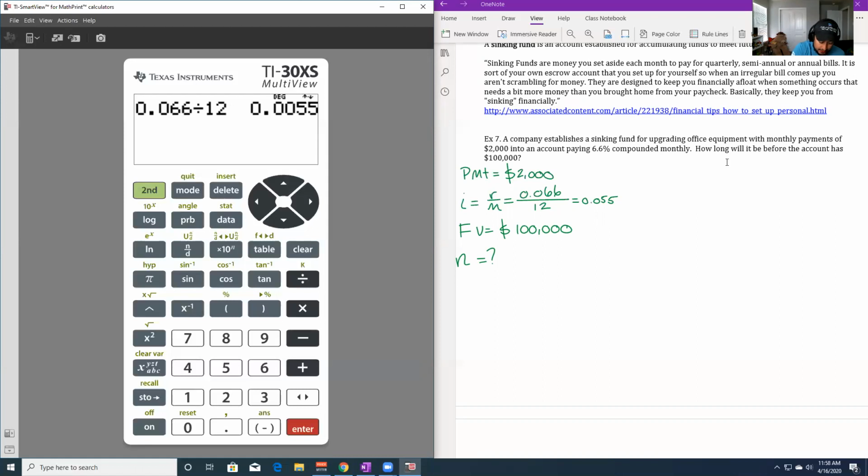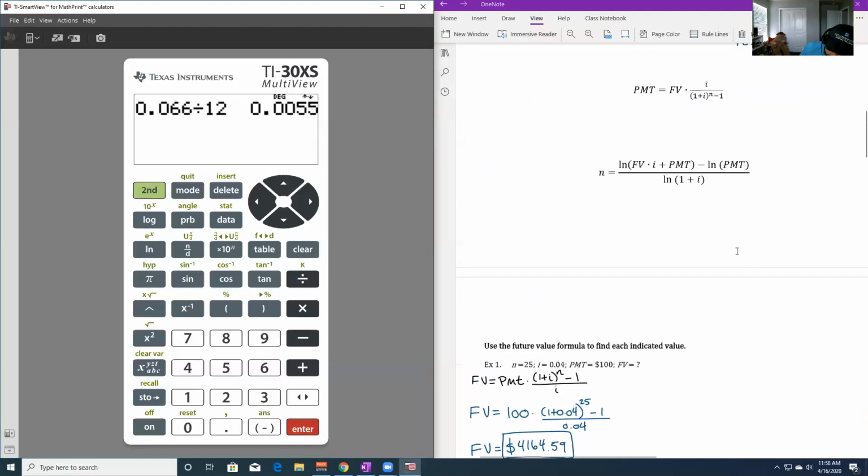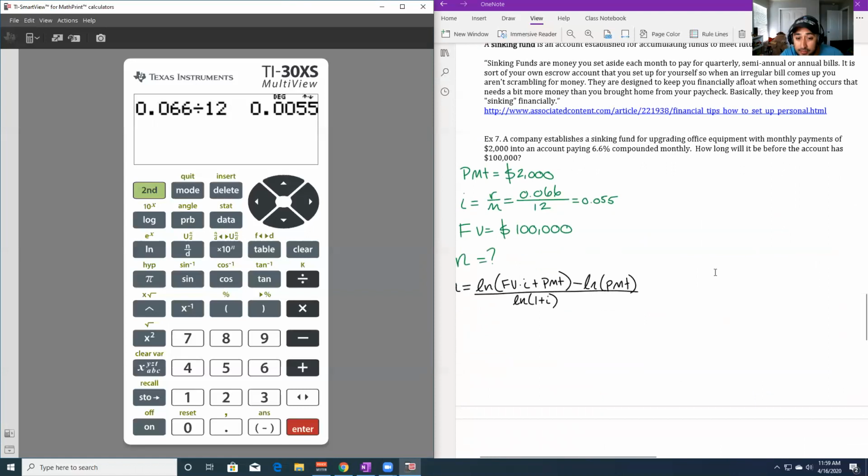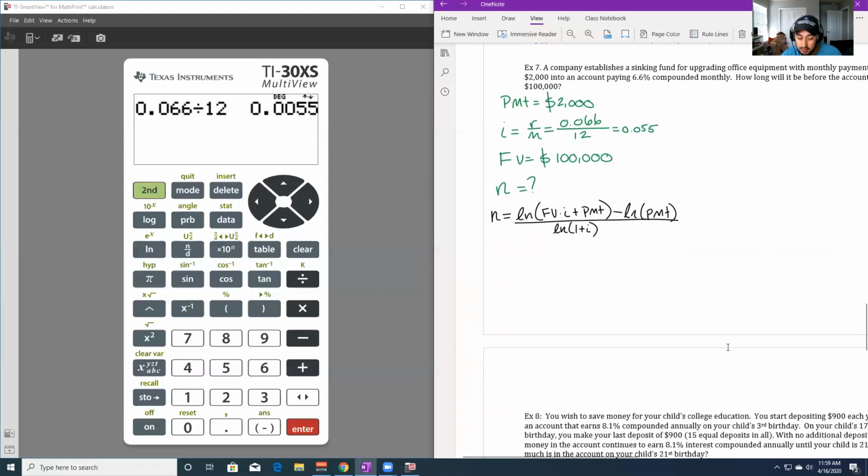Which means we need the formula for n, which, let me go look at it, because that's the big one, right? There it is. I'll write it. N equals the natural log of future value times I plus payment, minus the natural log of payment, over the natural log of 1 plus I. Okay, perfect. Let's get back to the problem. Okay, we have all the components. Let's go ahead and plug them in.